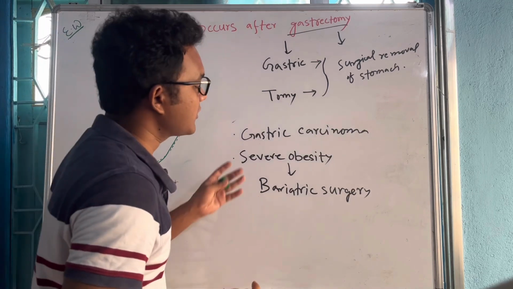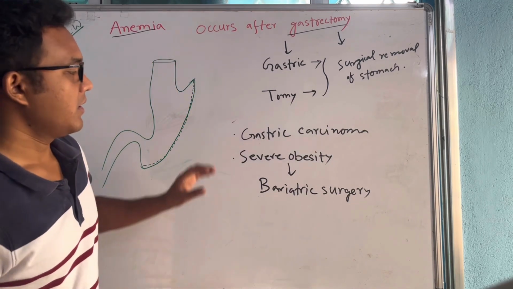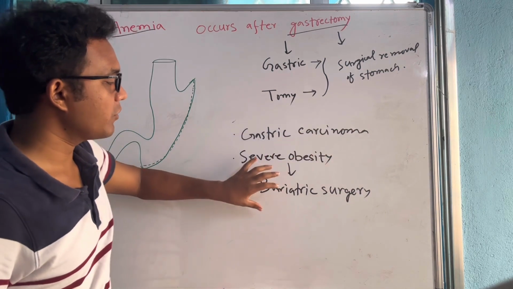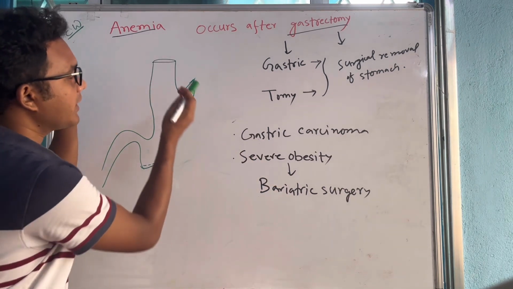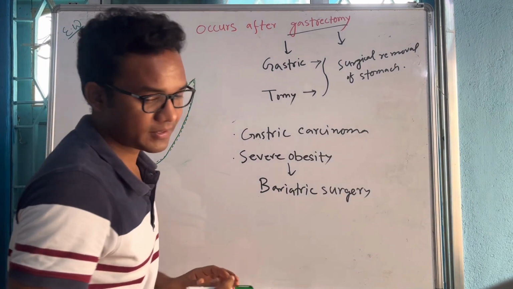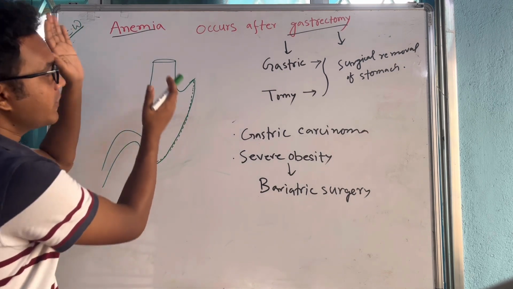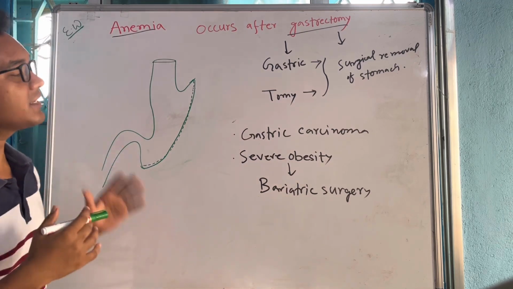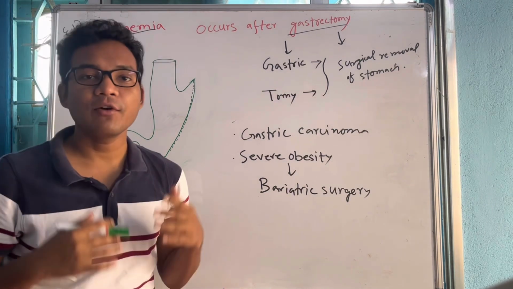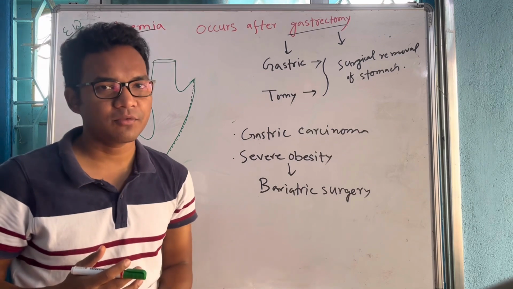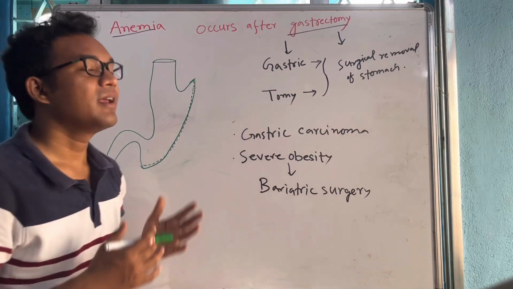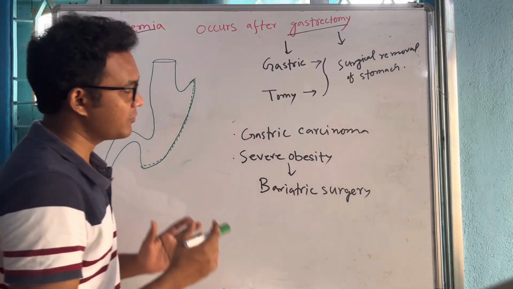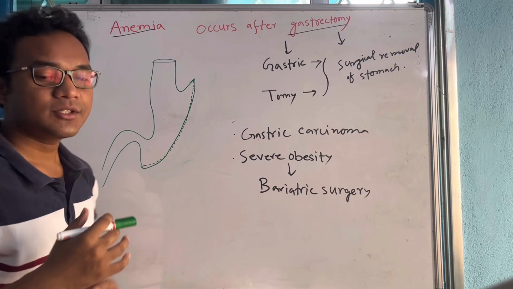So what are the benefits of this bariatric surgery? Here we notice that the patient came with severe obesity and we do bariatric surgery. Here we reduce the size of the stomach. So what is the benefit? If we reduce the size of the stomach, it definitely decreases hunger and increases the feeling of fullness after taking a small amount of food. So generally the patient will take less food, and that will help to reduce his obesity.